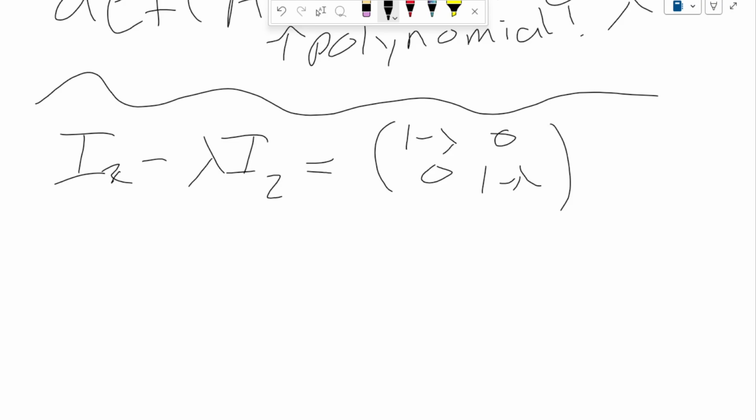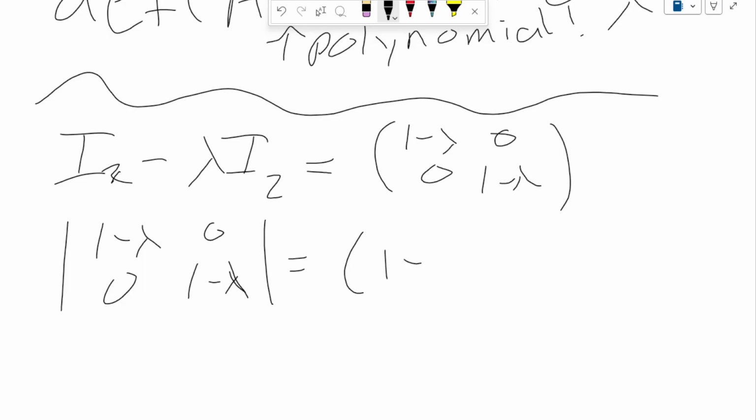Now, something you're going to show in your homework is that the determinant of this matrix is just 1 minus lambda squared. Turns out if you have a diagonal matrix, the determinant is just the product of the diagonal. Okay, what are the roots of this polynomial? Well, it has one root at 1, right? But that root has multiplicity 2.